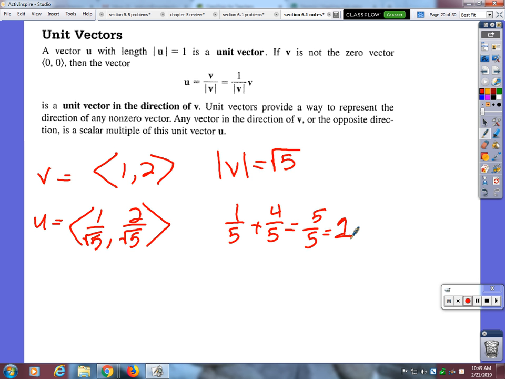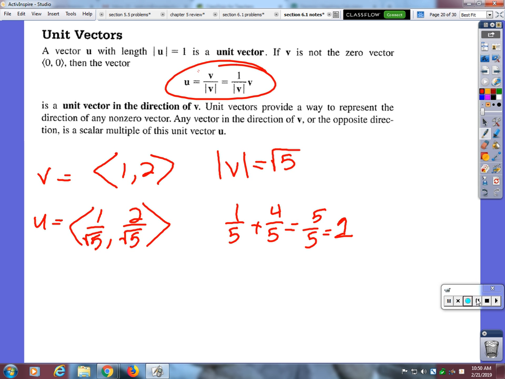But since I'm multiplying it by a scalar, just multiplying it by a number, it's still going to be pointing in the same direction as the original vector. It's just going to be a different length. So that's what this formula is right here. To find a unit vector, take the original vector and divide it by the magnitude of said vector. The answer is 1 over the square root of 5, comma 2 over the square root of 5.